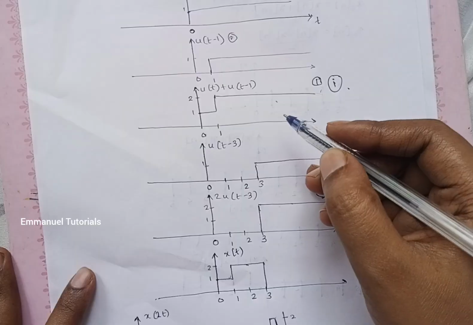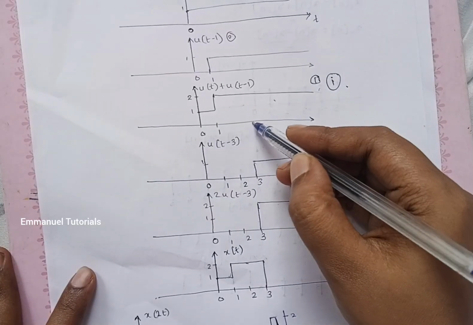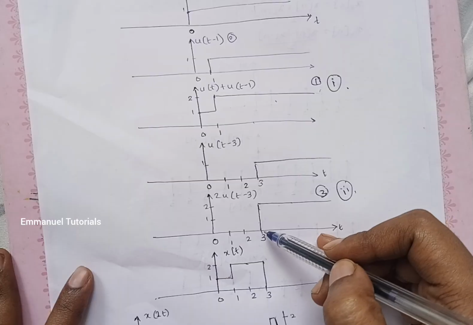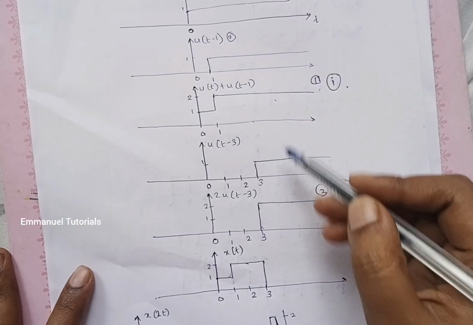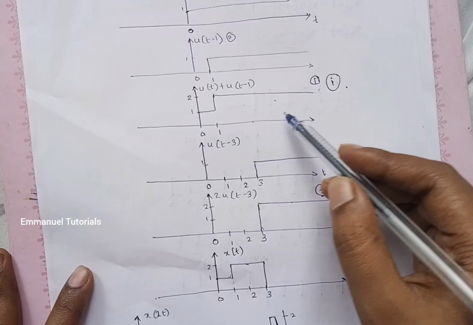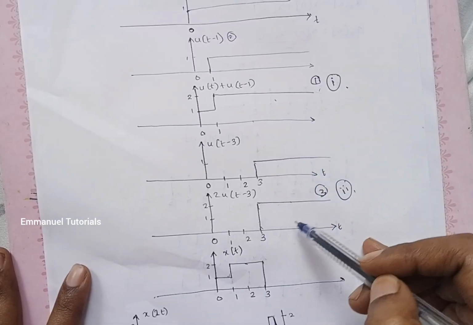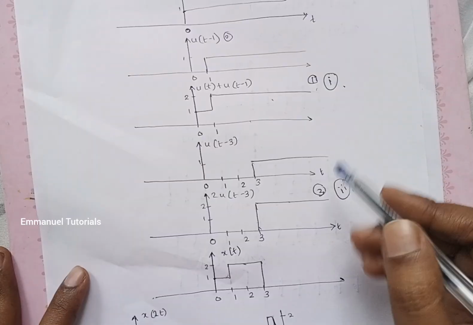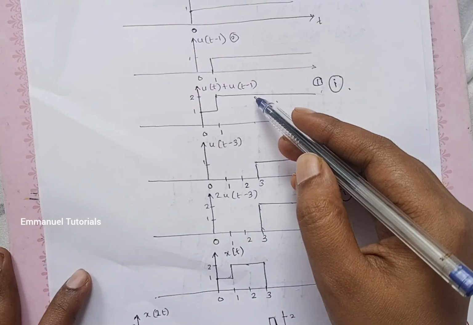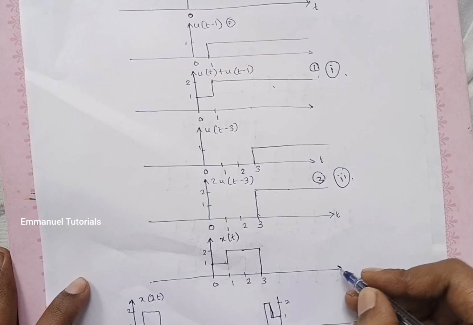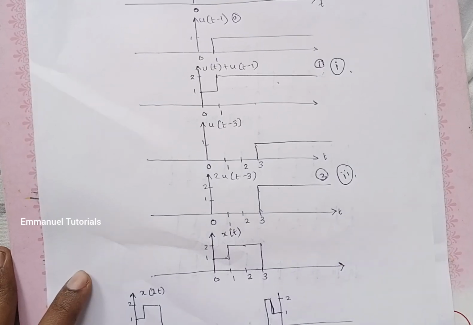At 3 you can see the first signal's amplitude is 2, the second signal's amplitude is also 2, and from 3 onwards till infinity the same behavior is seen. So the first signal's amplitude is 2, second signal's amplitude is 2. So 2 minus 2 will be 0, continued till infinity. So at 3 our amplitude becomes 0. That's what I have drawn here. So this is our final x of t.